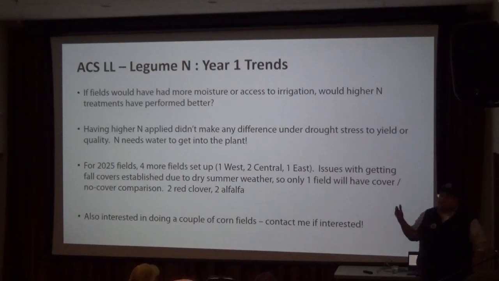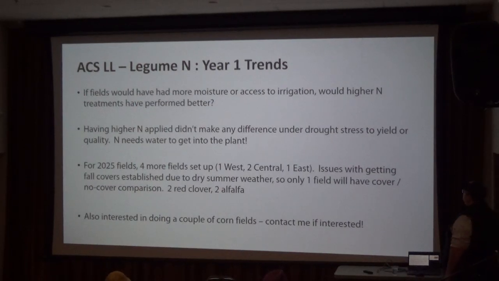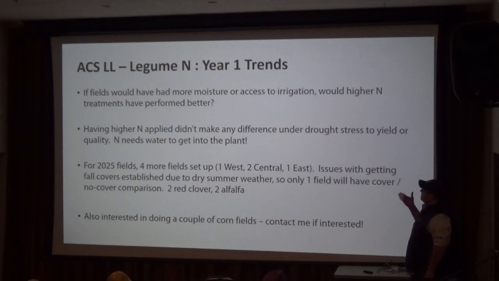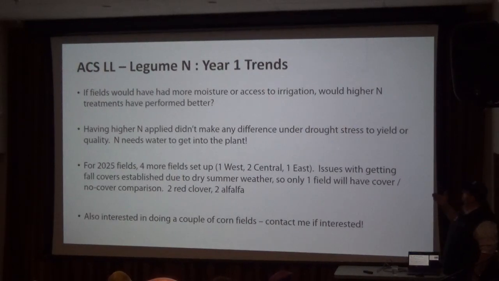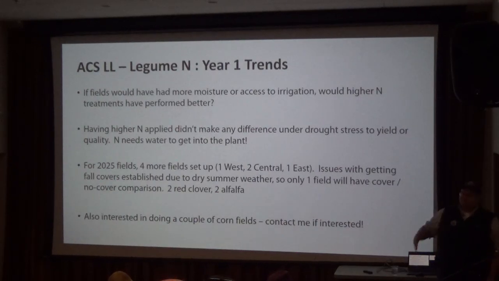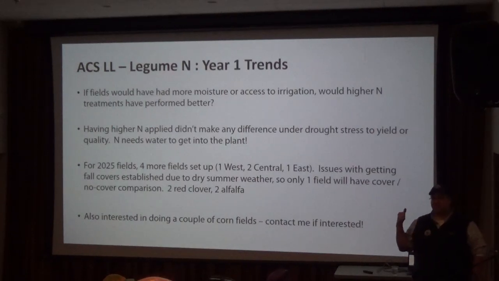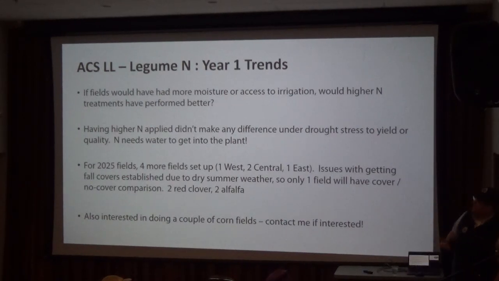So again, would we see a difference in a moisture year? Quite possibly. Hopefully we'll see that difference this year or the next. But having higher nitrogen applied did not make a difference under drought stress. And like often we talk about, well, we need the nitrogen to get through the drought. We don't. The nitrogen doesn't do anything to the plant if it can't get into the plant, and it needs water to get into the plant. So that didn't really do us any good.